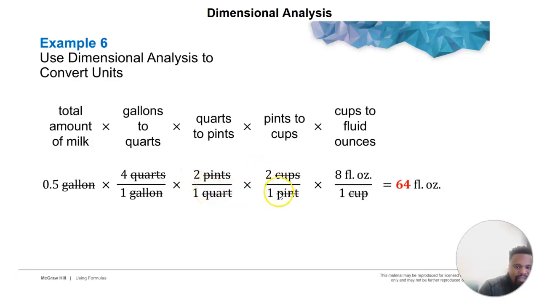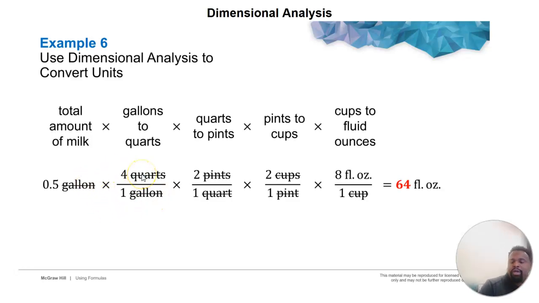And then there are 2 cups in the pint. Notice your units cancel out. And then there are 8 fluid ounces in the cup. Your cups cancel out. So you're going from gallons to fluid ounces. Now that you have your conversion set up in order, multiply your numerators together, multiply your denominators together.